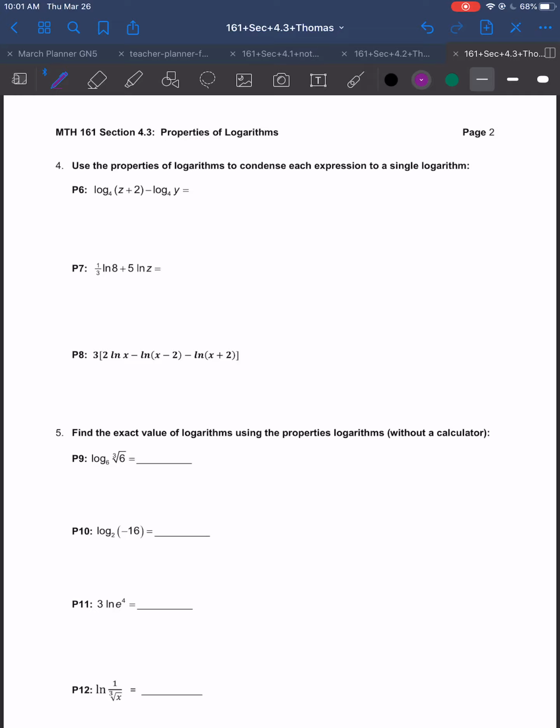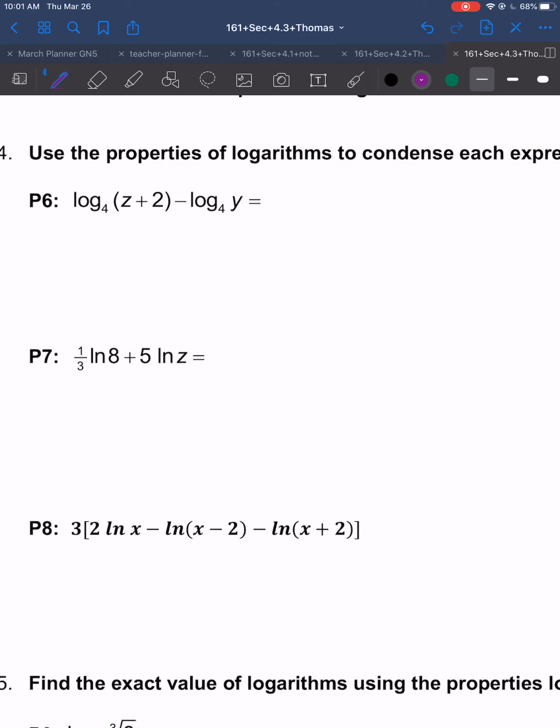So, we just expanded them, we are going to condense them now. So since these are being subtracted, and this thing is in parentheses, and the log's bases are the same, I can write them as 1 log, so log of 4, and then z plus 2 divided by y.